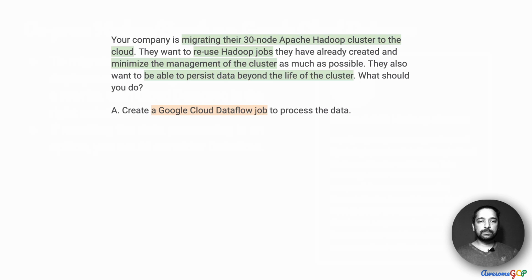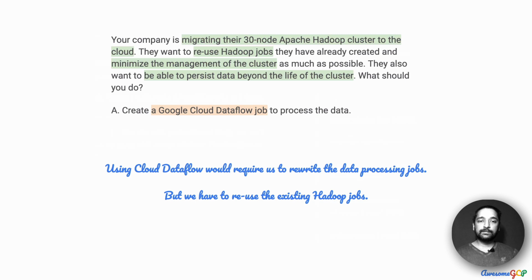Option A suggests create a Google Cloud Dataflow job to process the data. As we discussed, using Cloud Dataflow will require us to rewrite the data processing jobs. It is not the same technology as Apache Hadoop or Spark. But the requirement states that we want to reuse the Hadoop jobs and we don't want to have additional code. Therefore, we are having to eliminate option A.